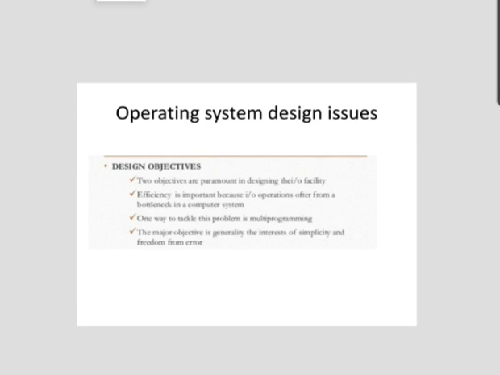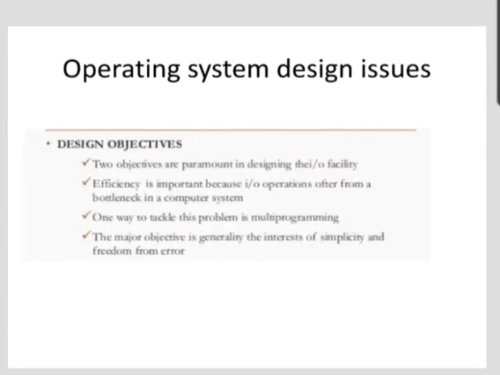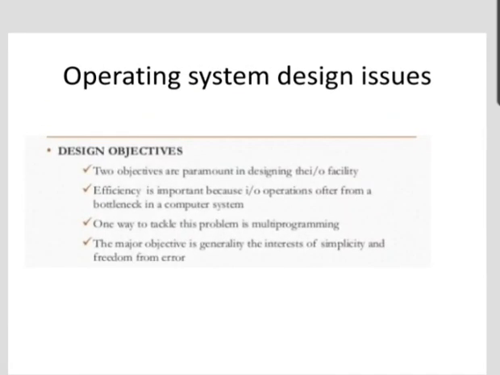So, operating system design issues. The design objective: there are two objectives that are paramount in designing input output facility. The first is efficiency, which is important because input output operations often form a bottleneck in a computer system. One way to tackle this problem is multiprogramming. The second major objective is generality, in the interest of simplicity and freedom from errors.